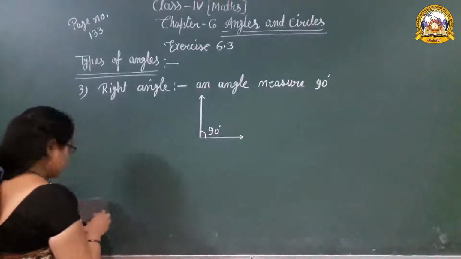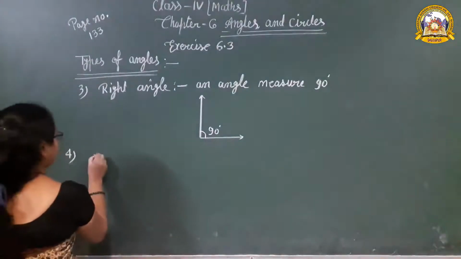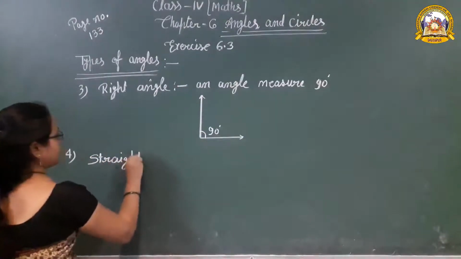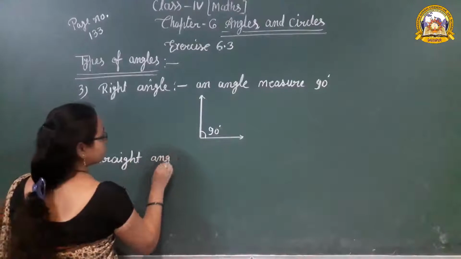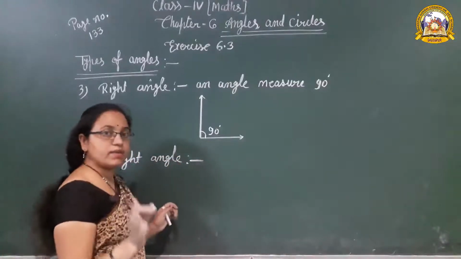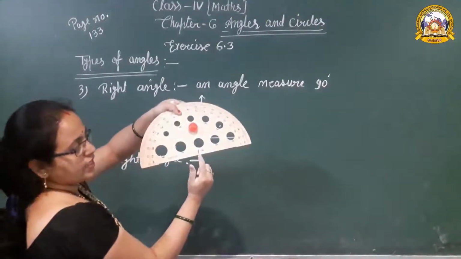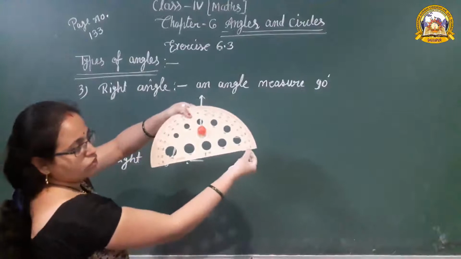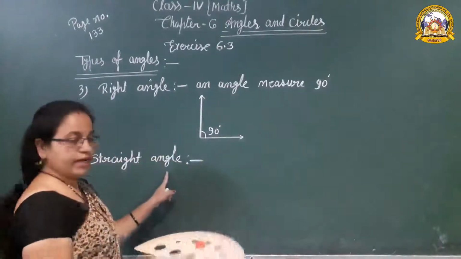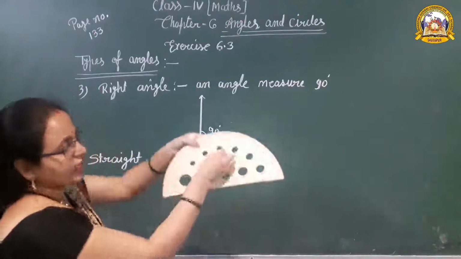And the last angle is the straight angle. What is this straight angle? An angle that is measured 180 degree. 180 degree means, from the center point, 0 to 180 means the straight line. That is why the name of this angle is the straight angle, because it is just a straight line.